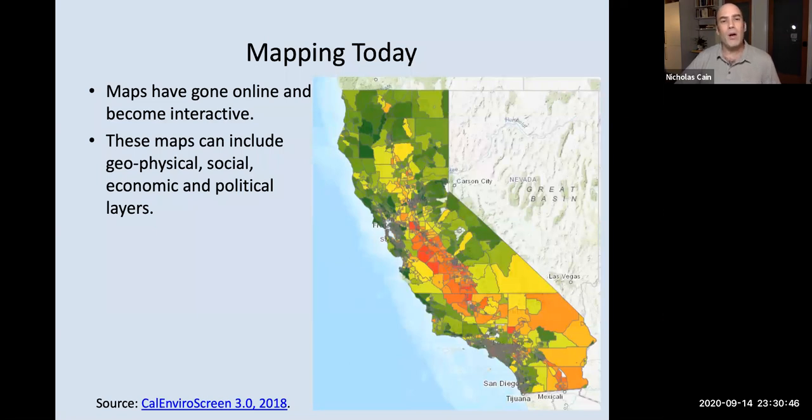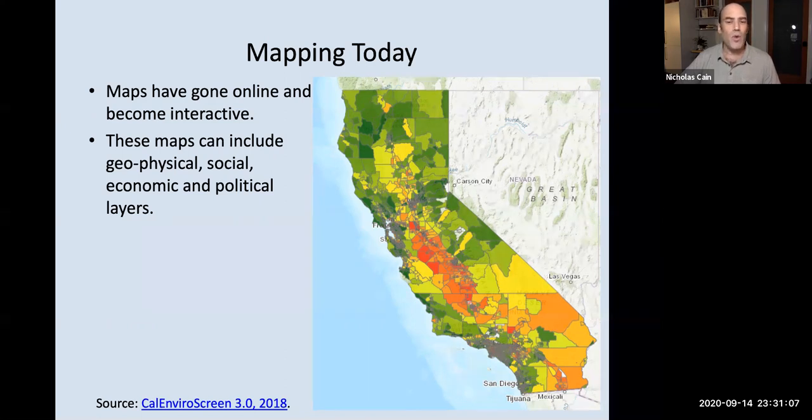So moving right along, let's look at mapping today. So maps, like everything else in our world, have gone online and become interactive. And these online interactive maps can combine geophysical, social, economic, and political layers, just like a typical GIS, and they can also be interactive.